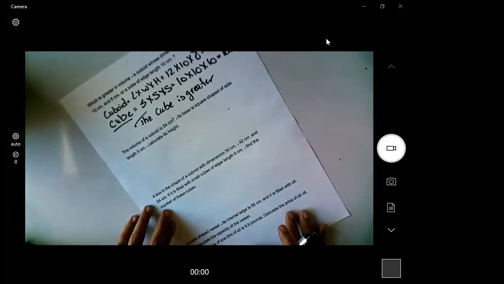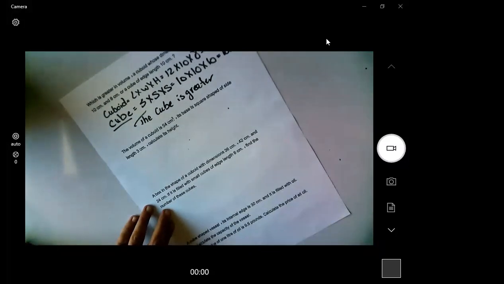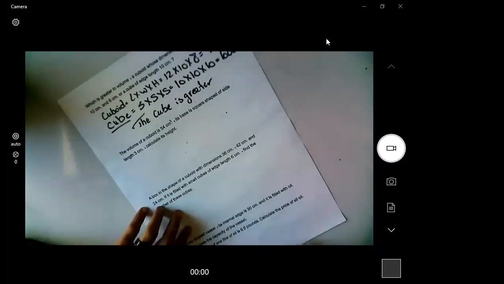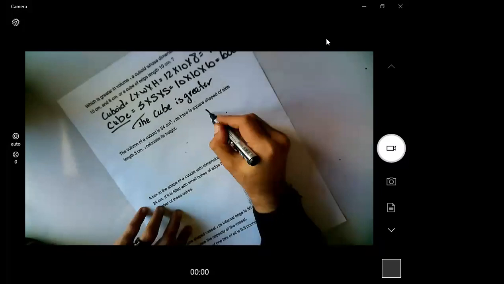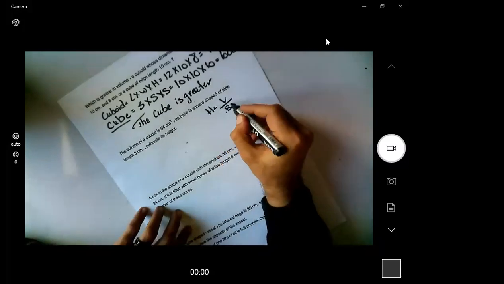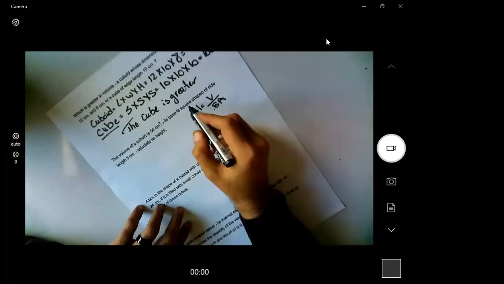The volume of a cuboid is 54 cubic centimeters. Its base is a square shape of side 3 centimeters. Calculate the height. The height of the cuboid equals volume over base area. Here the base is in the shape of a square.